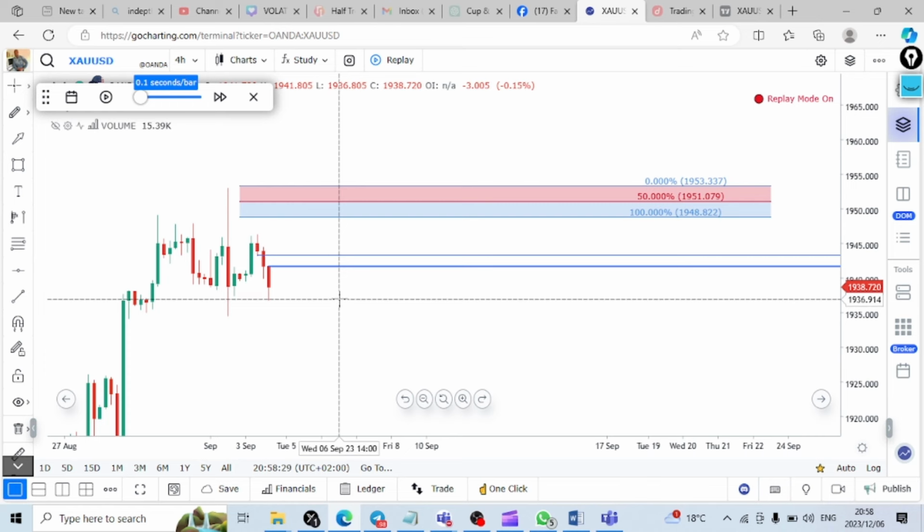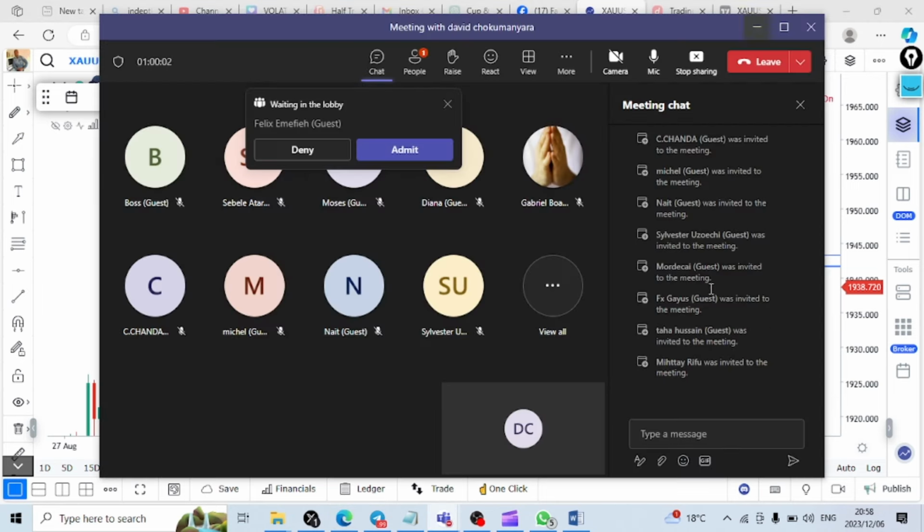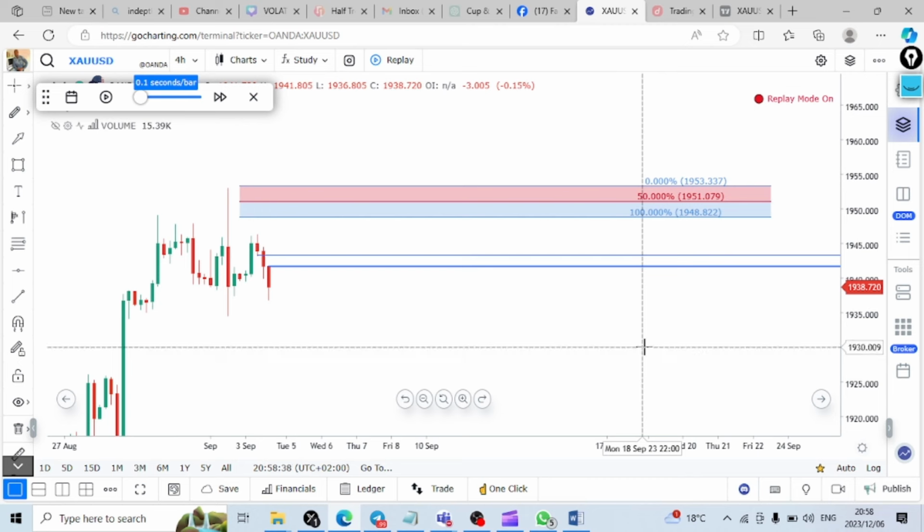You can use this as a trading strategy where you're identifying fair value gaps and using them for your entry. You'll be able to make a lot of money, especially if you go on the high time frame.